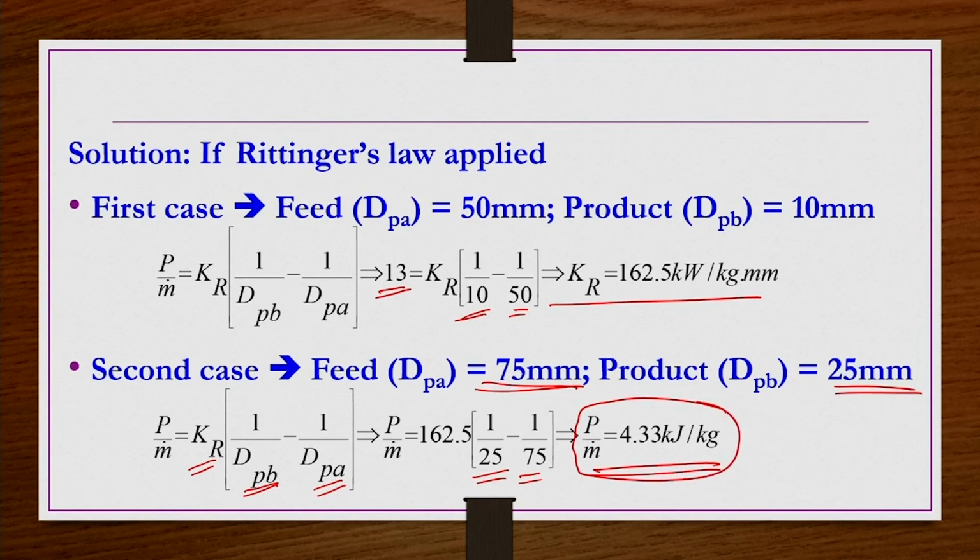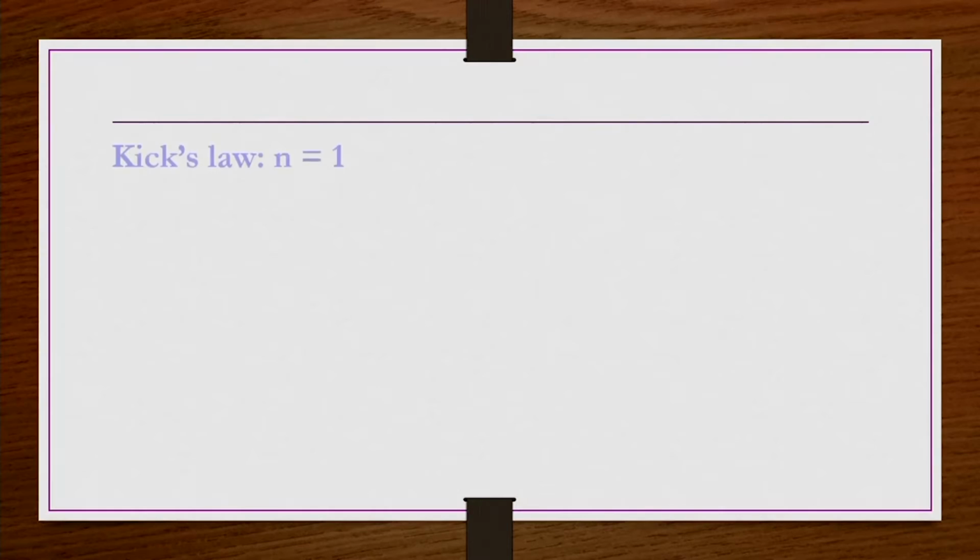So, let us remember this value, because the same problem using the same values we are going to do by applying the other law, and then we can compare the power requirements, whether they are giving the same power requirement or not. So, by Rittinger's law for this problem we are getting power requirement 4.33 kilojoules per kg. Okay. Next, Kick's law.